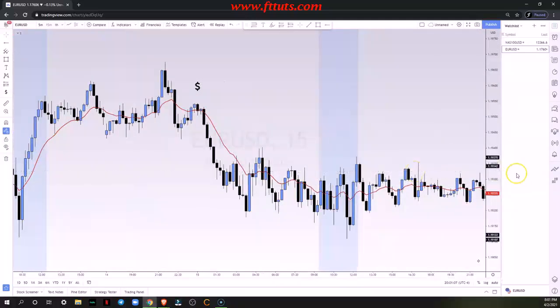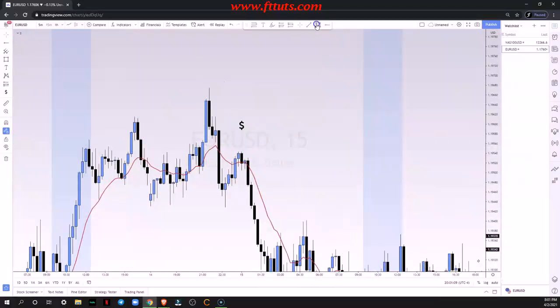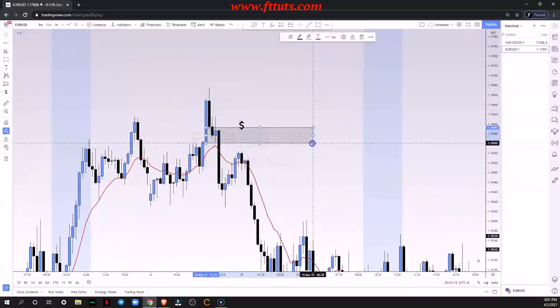Okay, we have another one. 2 candles is all it takes. This big black candle and that blue candle is all it takes. So that's supply. Now, I have to say this.